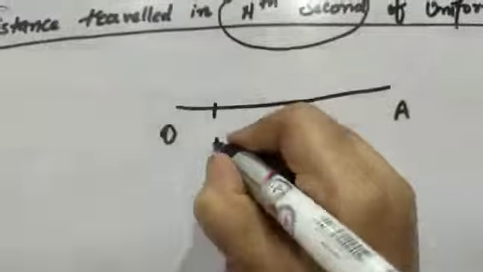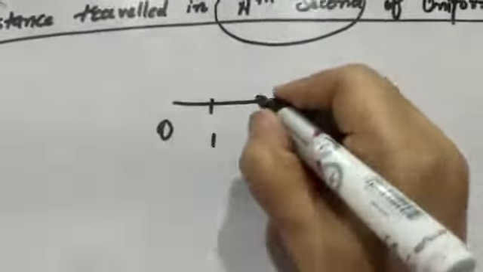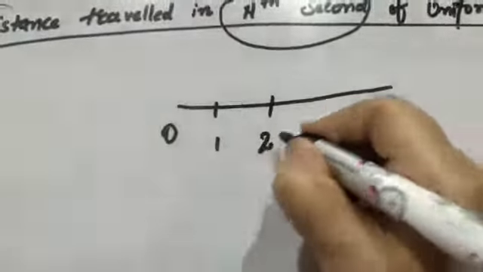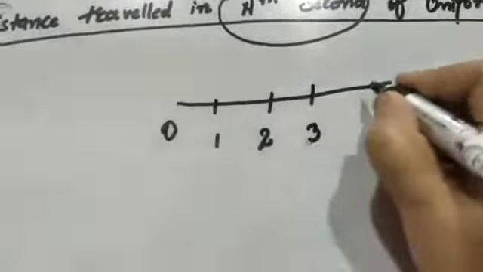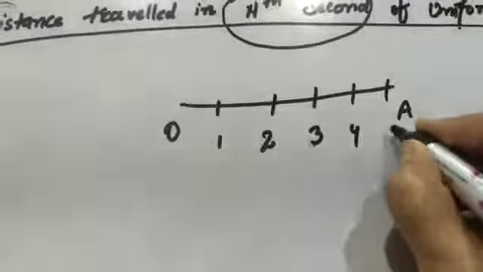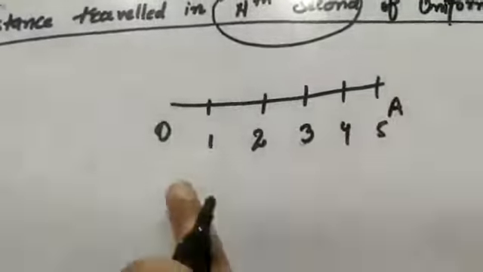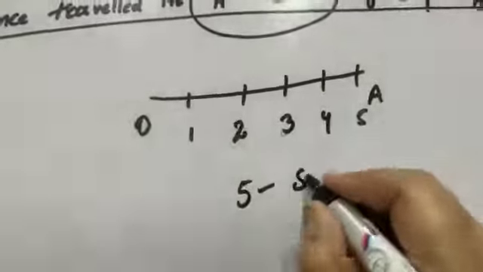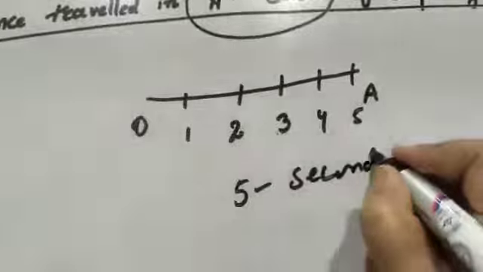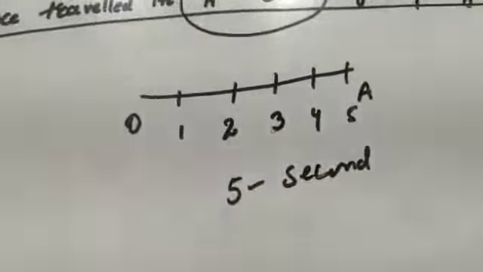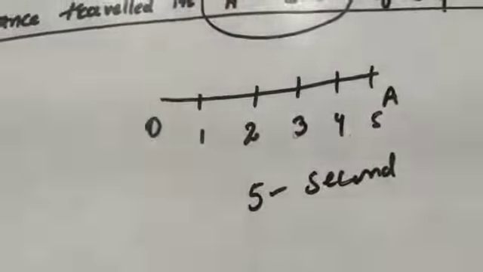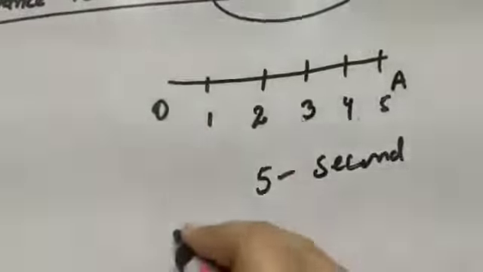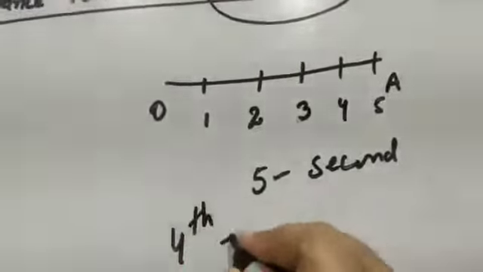Let the time taken be t1 equal to 1 second, t2 equal to 2 seconds, t3 equal to 3 seconds, and 4 seconds and 5 seconds. It means the body is moving along OA and it takes a total of 5 seconds while moving across this line OA. Right. Now suppose we have to find out the distance traveled in the fourth second.